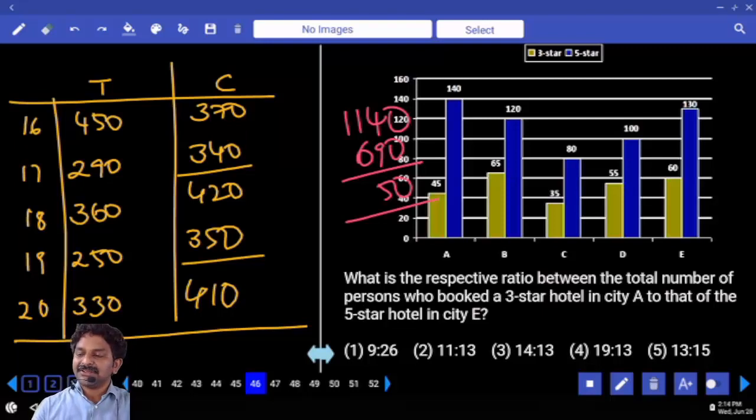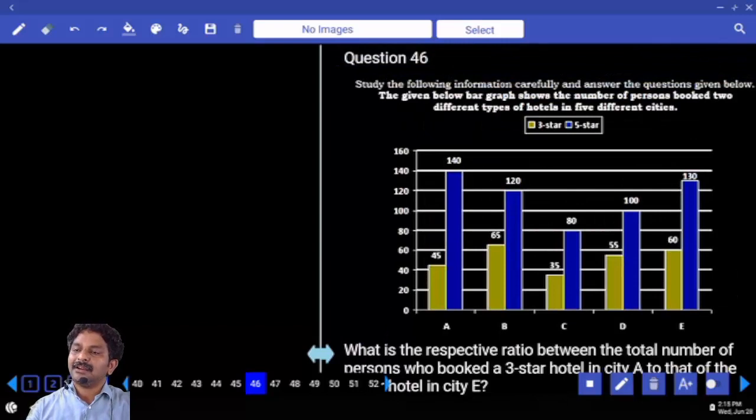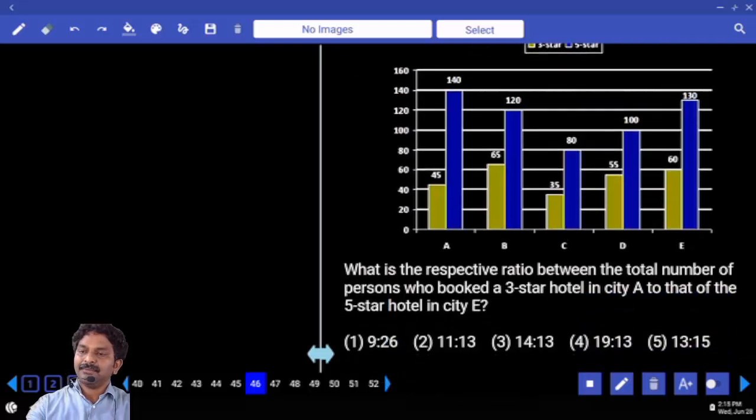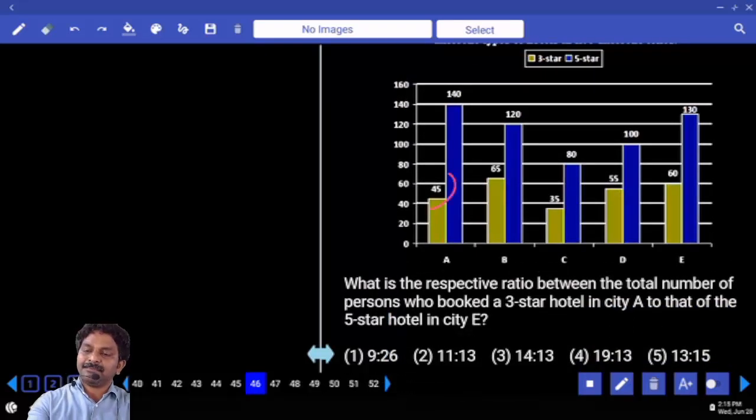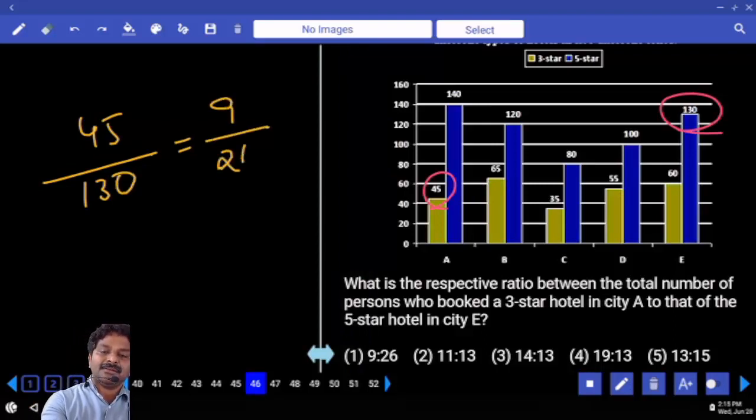So numbers are clearly mentioned there. So you don't have to prepare table. What is the respective ratio between total number of persons who booked a 3-star hotel in city A to that 5-star in E? 3-star in A. How much is that? The given below bar graph shows the number of persons booked to different hotels. One is 3-star and 5-star. Direct numbers are there. Ratio between 45, 5-star in E, 130. Cancellation with 5 only, which is 926.